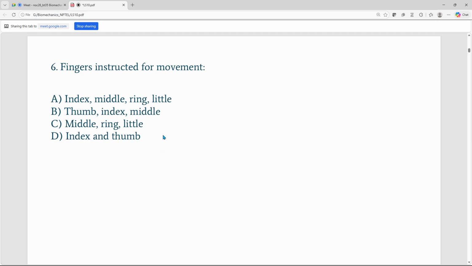Which fingers were instructed for movement in the study? Options are option A, index finger, middle finger, ring finger, and little finger. Option B, thumb, index, and middle. Option C, middle, ring, and little. Option D, index and thumb.